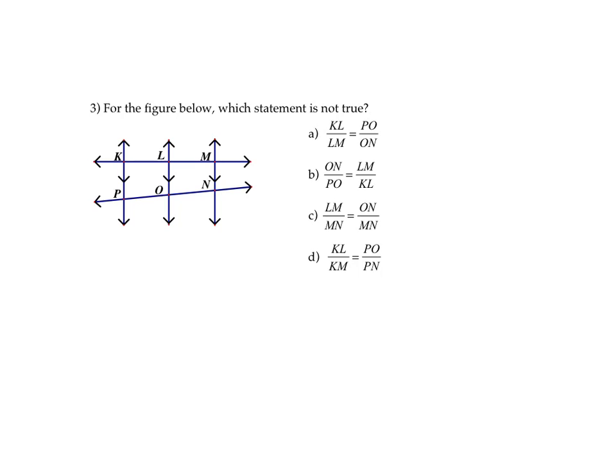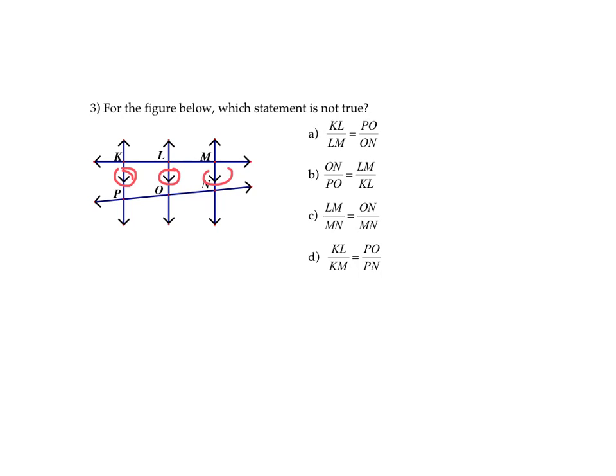Okay, in our final example, it says, for the figure below, which statement is not true? So we have parallel lines as evidenced by our symbols right here. And we're using the final theorem that we covered, which says if three or more parallel lines intersect two transversals, then they divide the transversals proportionally. So we have to find which of these proportions is not true.